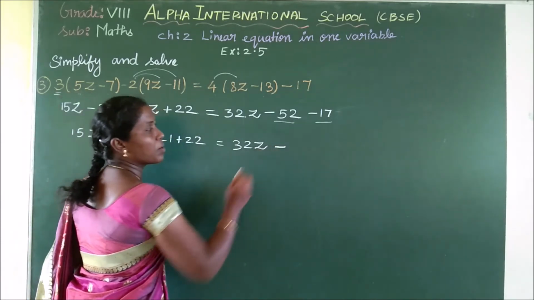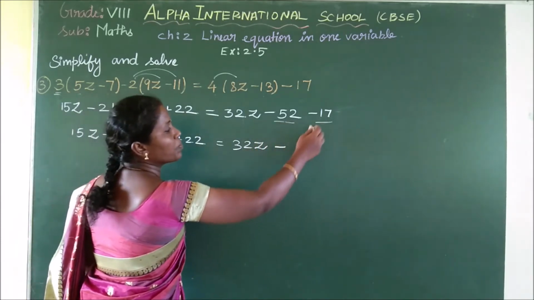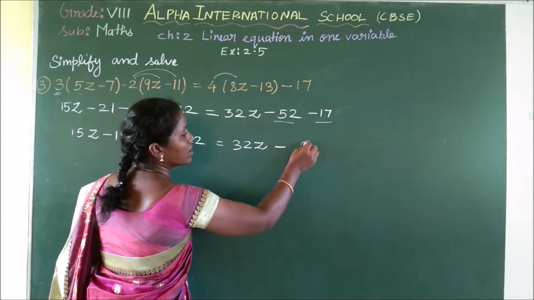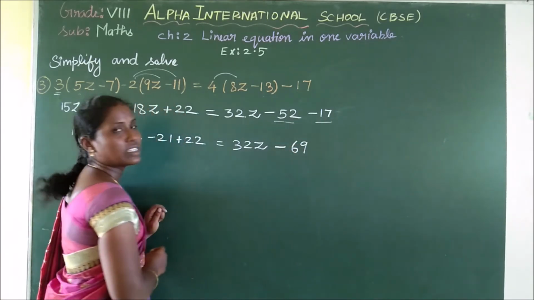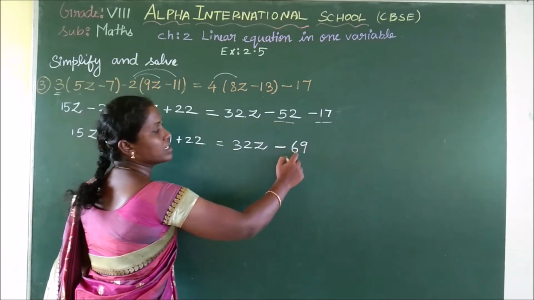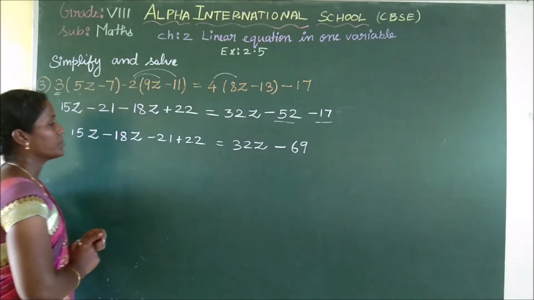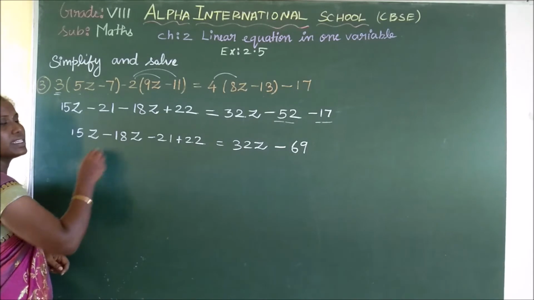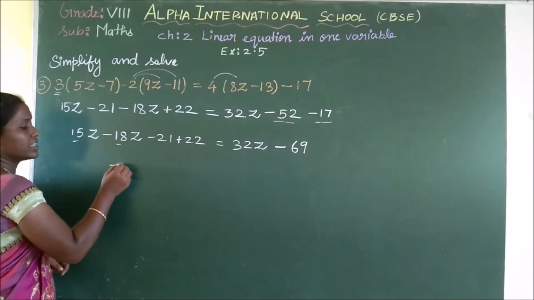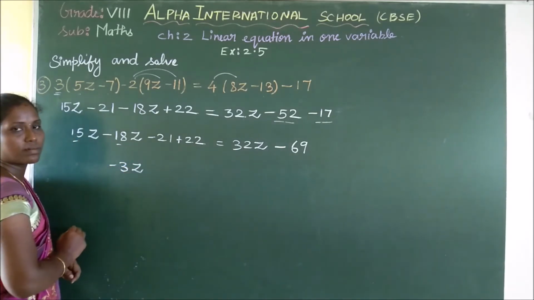So what is the sign here? Minus. What is the value of 52 plus 17? It is 69. So 52 plus 17 is 69. Now, 15 minus 18 is minus 3.